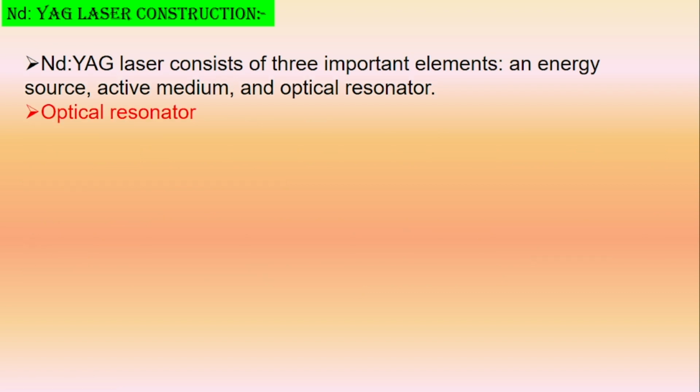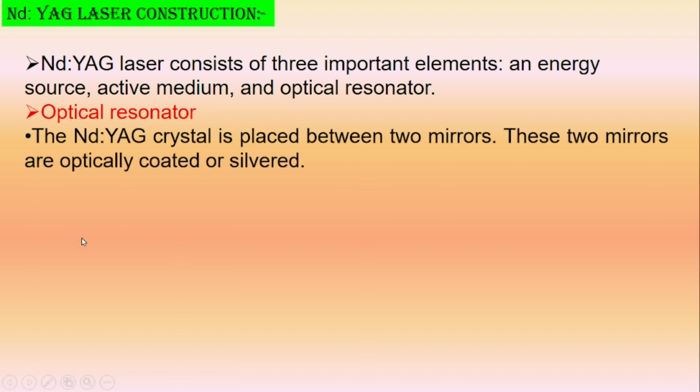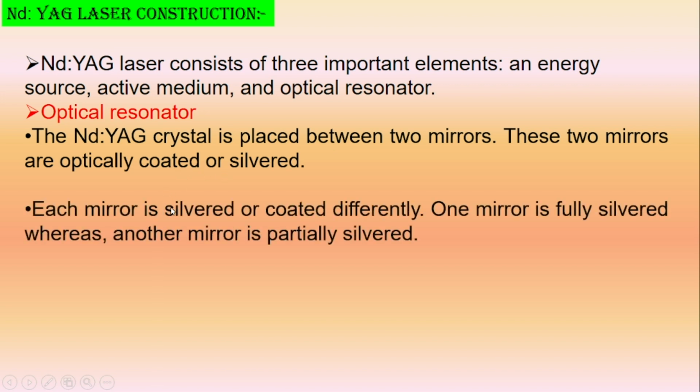Now let us see about the optical resonator of the Nd-YAG laser. The Nd-YAG laser crystal is placed between two mirrors, and these two mirrors are optically coated or silvered, and each mirror is silvered or coated differently. One mirror is fully silvered, whereas the other mirror is partially silvered.